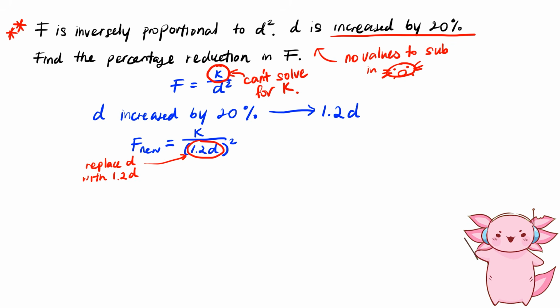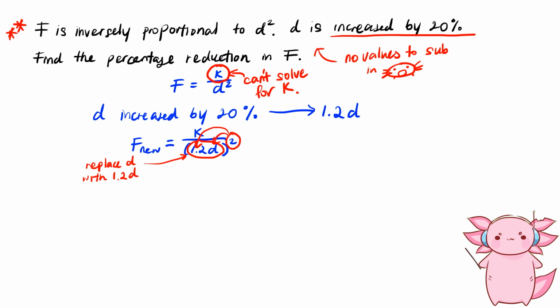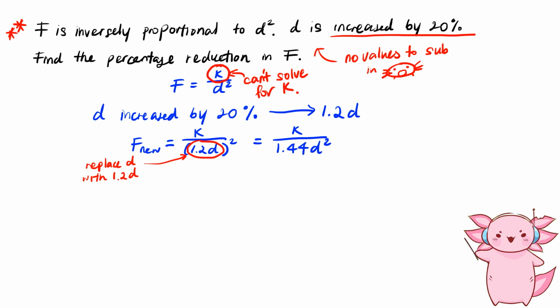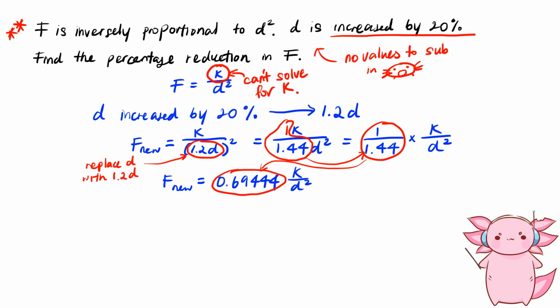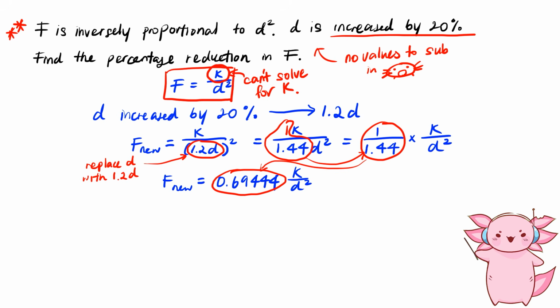We know that d is increased by 20%, so for the new value of f, we're going to replace the value of d with 1.2d. So let's expand out this square here to get f new is equal to k over 1.44d squared. There's kind of like an invisible 1 in front of the k, so let's split apart the fraction like this, and f new is equal to 0.69444k over d squared.